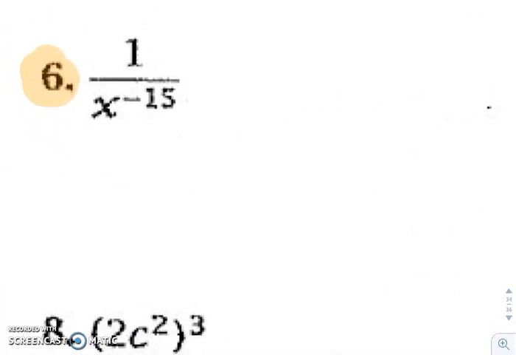So 6 is just the opposite. X to the negative 15th is in the bottom, so we're going to move it to the top. X to the 15th would be fine. You can leave it as over 1 if you want, but this would really just become x to the 15th.